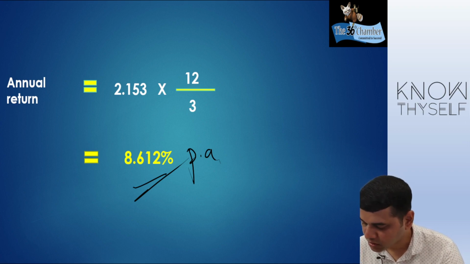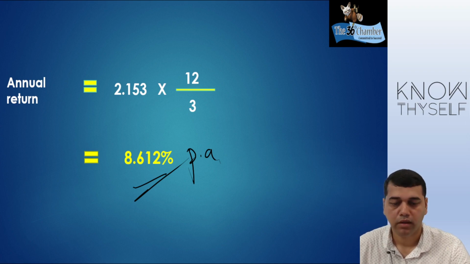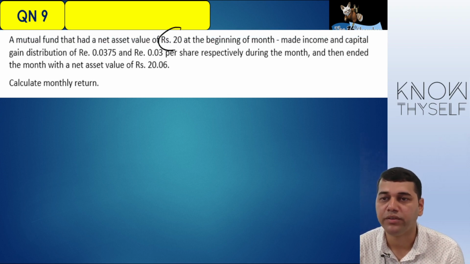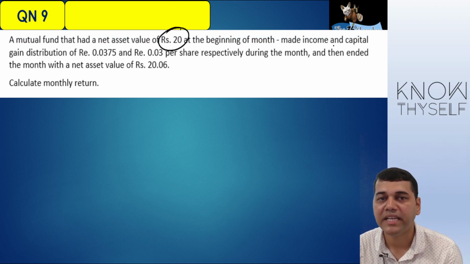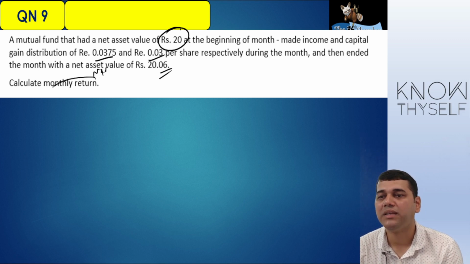This is an example question. Then question number 9 is your test-your-knowledge question. A mutual fund has got net assets of 20 rupees at the beginning of the month, made an income and capital gain distribution of 0.2753, and at the end ended with an NAV value of 20.6. So it's the NAV. What is the monthly return?